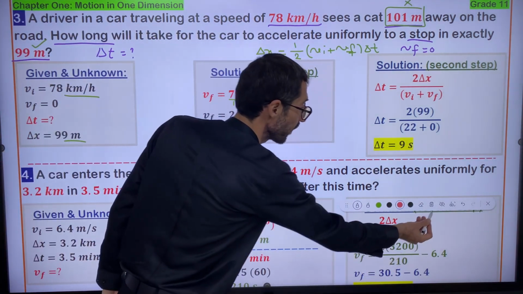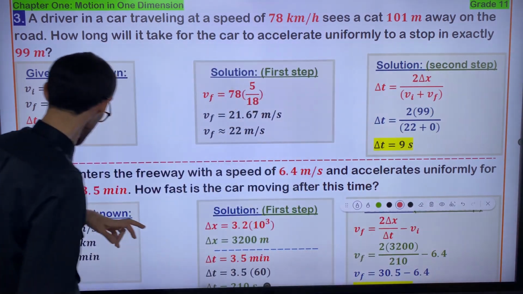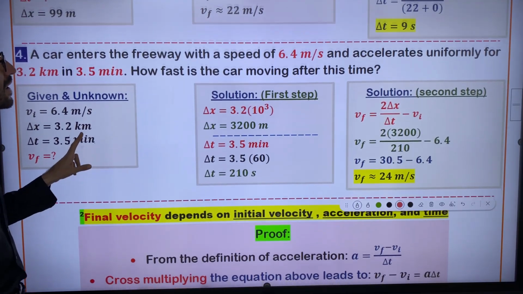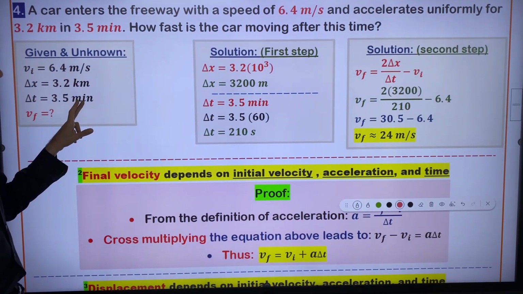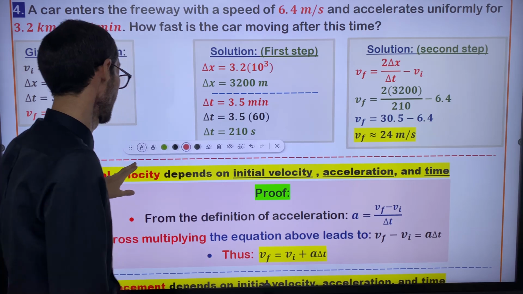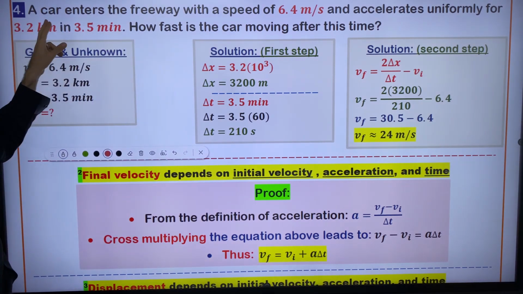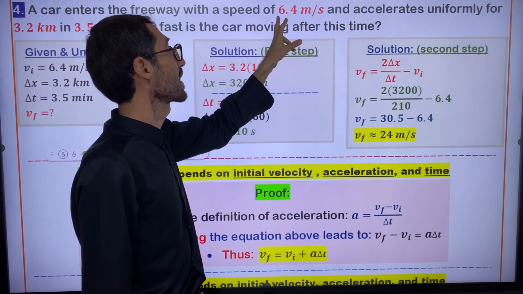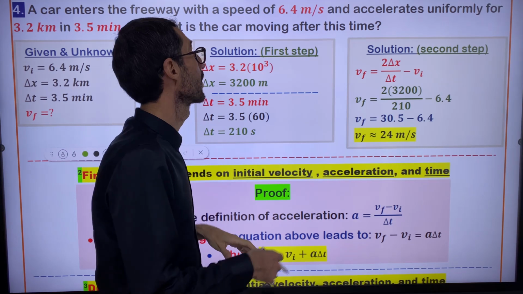Right. Let's move on to another question, which is question number 4. And this is the last question for this practice. Let me read it for you. A car enters the freeway with a speed of 6.4 meters per second.